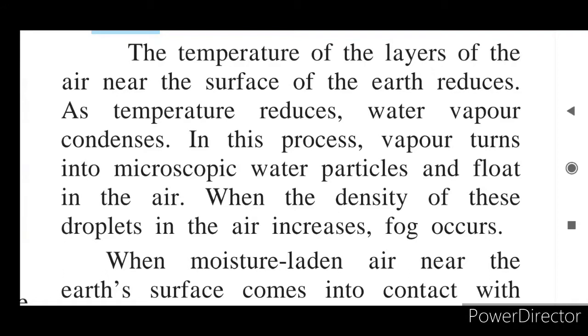So here they are saying that in the vapor there are a number of microscopic water particles, meaning water particles which we cannot see with our eyes. For that we require a microscope. So they are saying that all these water particles float in the air. When the density of these droplets in the air increases, meaning if the number of small particles increases in the air, then fog occurs. Due to fog we cannot see what is in front of us.